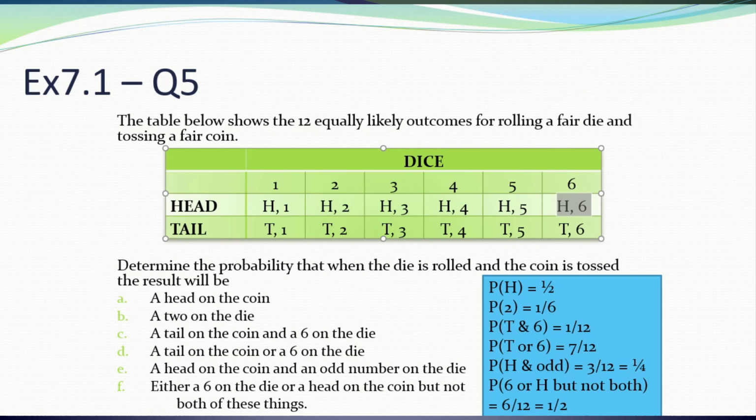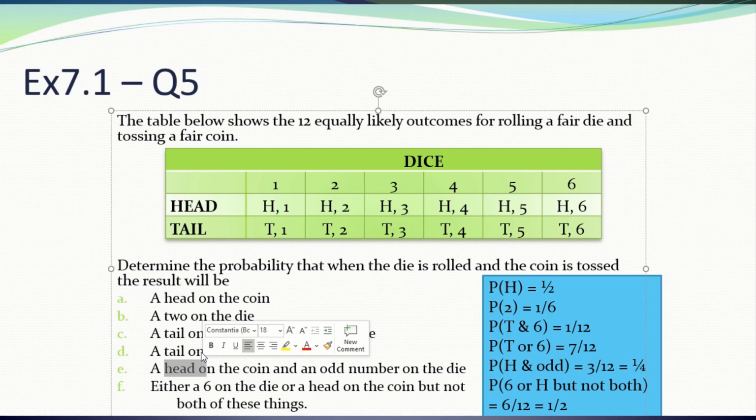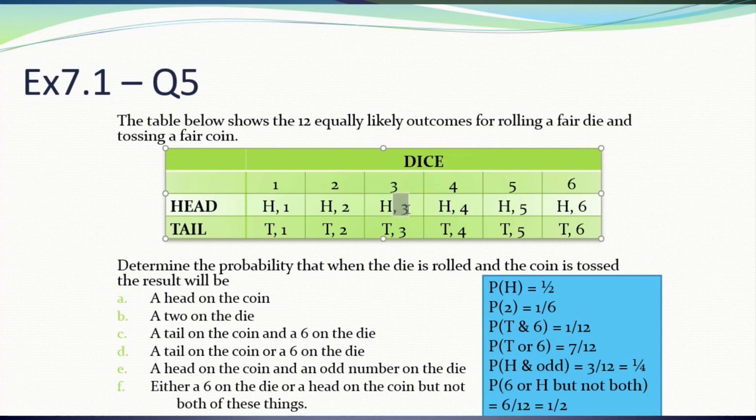A head on the coin and an odd number on the die. So wherever you got a head and an odd number, you accept. So head and odd number: H1, H3, H5, that's only 3. 3 out of 12, answer 1 over 4.